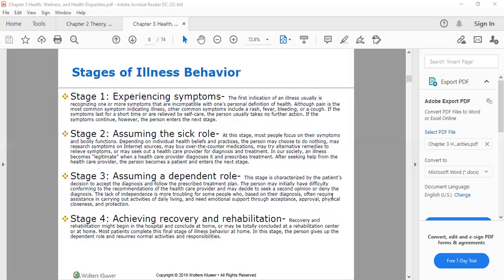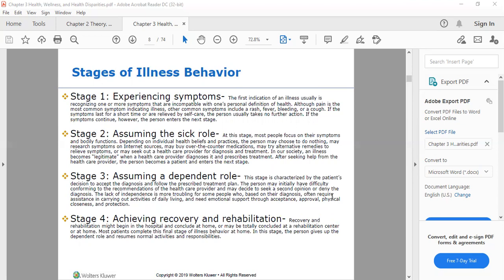So stage one, first indication, okay, is recognizing that they have this symptom. Pain is usually the most common, okay? Other symptoms would be rash, fever, bleeding, or cough. They're not going to last a long time, but for a short time, and the person can often relieve those symptoms on their own. But if they don't relieve the symptoms on their own, then they go to the next stage, which is stage two, and they assume that sick role.